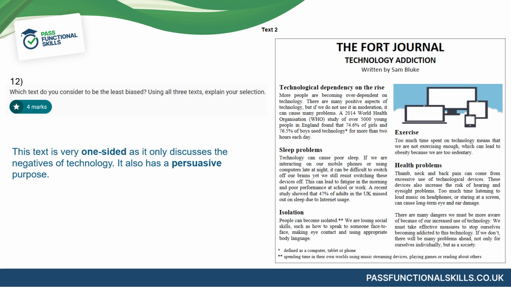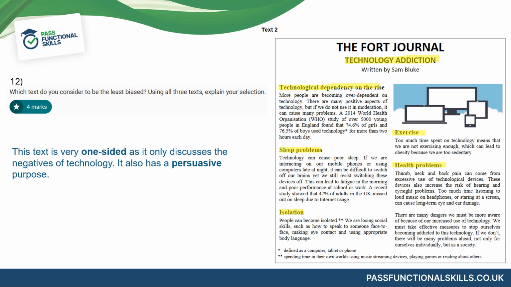So now let's have a look at text 2. Now on the face of it, we can see lots of facts in this text. So you might think that this means that it's not biased straight away. However, as we've already mentioned when we talked about the question, we need to think about whether those facts are one-sided or not. And this whole text is very negative about technology. It's about the negative impacts of technology addiction. So we've got sleep problems, isolation, not enough exercise and health problems. So lots of negatives to do with technology.